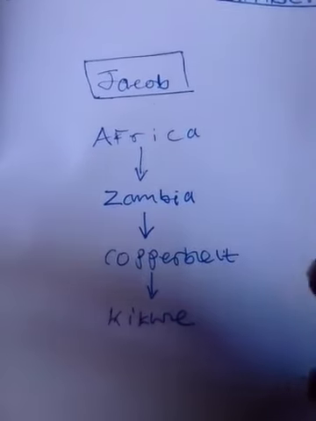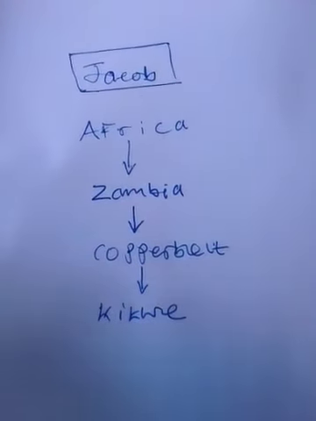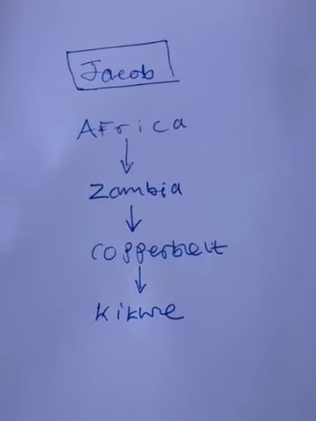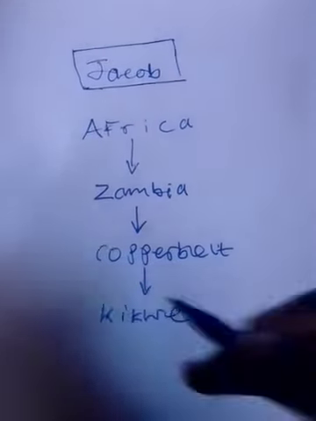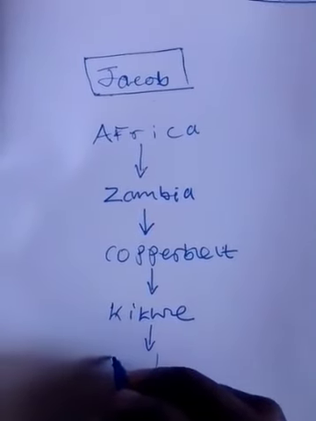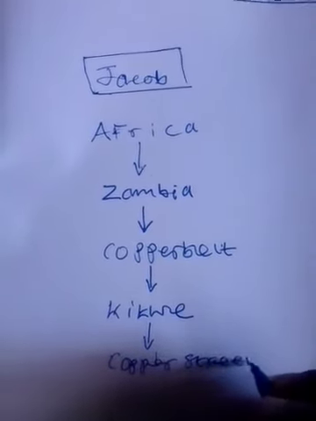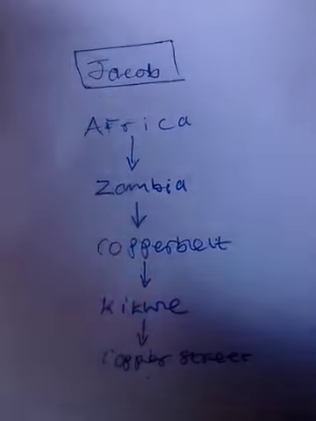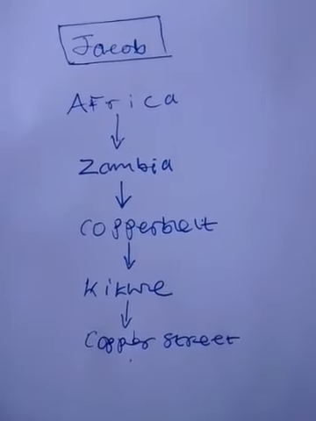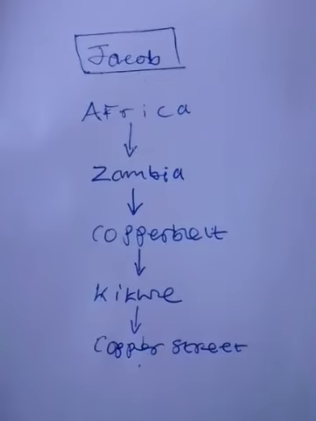But again, in Kitwe we have a lot of areas, right? If I just tell you that I stay in Kitwe, maybe you're going to have a bigger idea, but you won't know where exactly. So let's say in Kitwe, Jacob stays in Copper Street. Now let's say you come to Copper Street, and you're like, where do I find Jacob? You still won't know where to find Jacob, right? Because there are a lot of houses in this area called Copper Street.